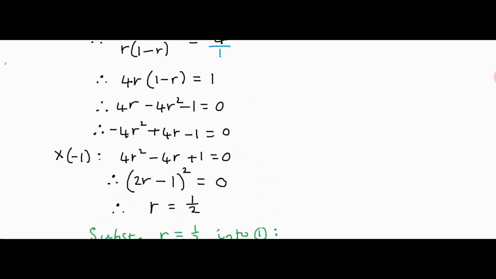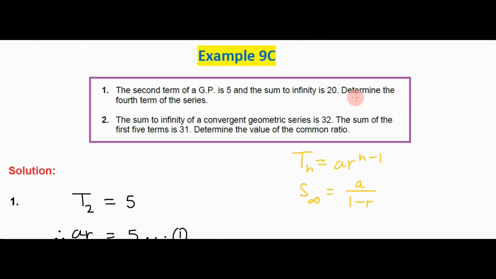Now, to go back to the original question, it says determine the fourth term of the series. Now that we have a and r, we can use this equation to find the fourth term.